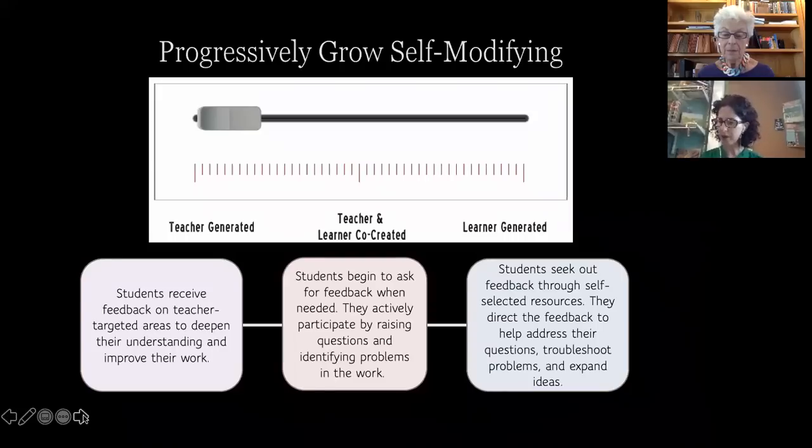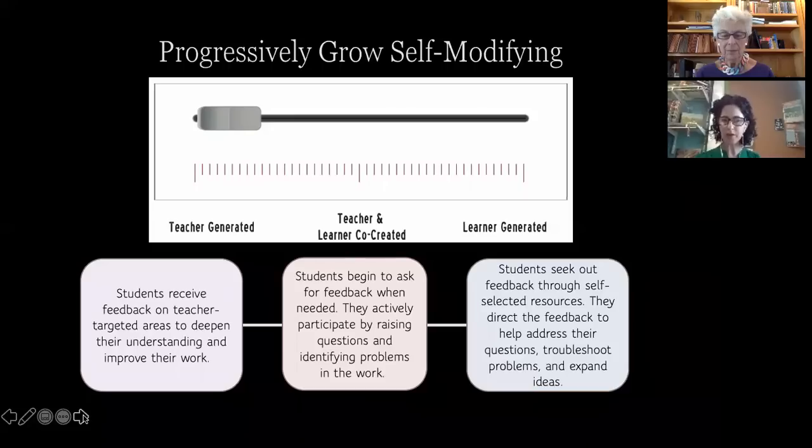So the last one is self-modifying. And one more time, if you can read from left to right. The power of what classroom teachers can do to support learners, even when they're learning in an asynchronous way, is still incredibly stunning and important.